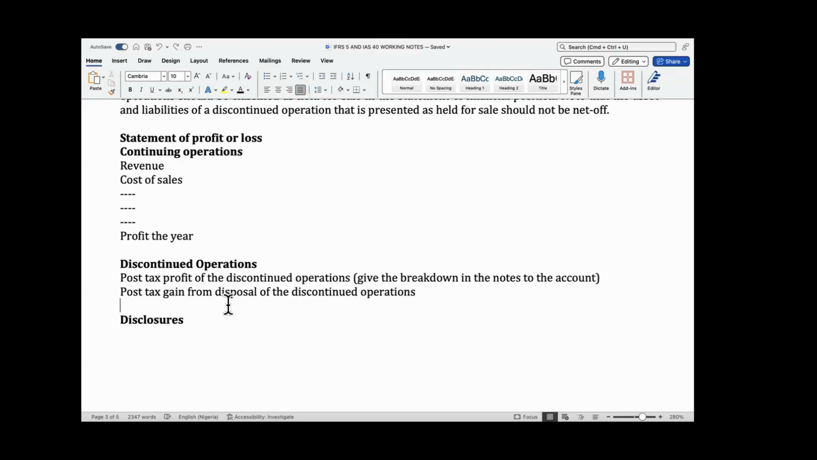So it makes sense. And again, it makes more sense because users can then see why this company wants to discontinue, because they can see at a glance the post-tax profit or loss from these discontinued operations. They would see that it's making so much loss and that is why they want to discontinue. Or they will see that it's still making profits. Why do they want to discontinue? Then they will ask further questions. So this separation is really useful for decision making.